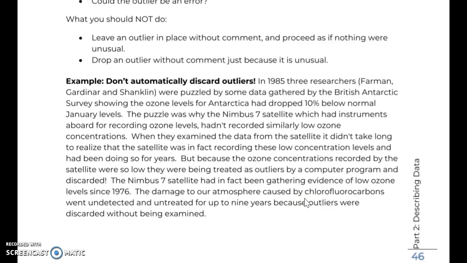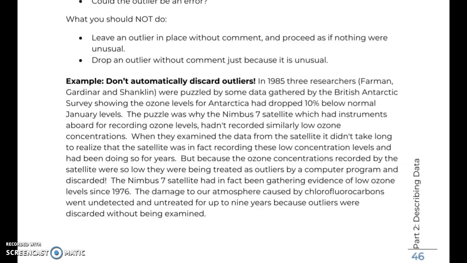In 1985, 3 researchers were puzzled by some data gathered by the British Antarctic Survey showing the ozone levels for Antarctica had dropped 10% below normal January levels. So what was going on? Well, they looked into it and they saw that the computer in fact had recorded low levels like that before. However, a computer program automatically discarded the outliers, and therefore the damage to our atmosphere caused by CFCs went undetected and untreated for up to 9 years because outliers were discarded.